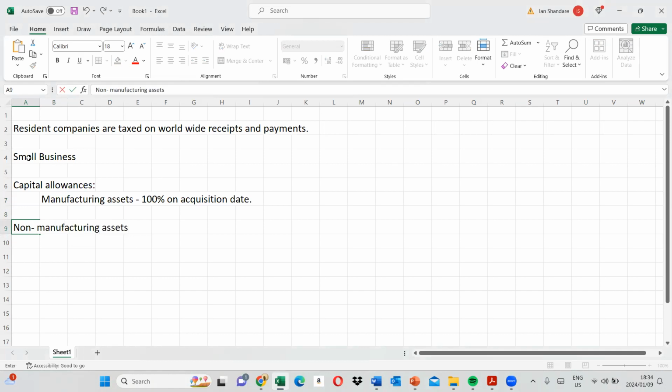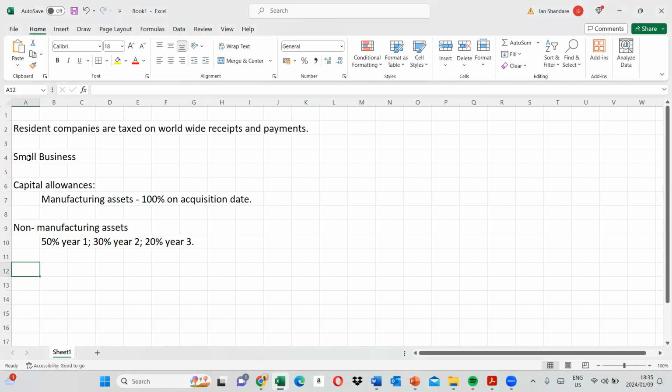All right. So in this regard, for non-manufacturing assets, your allowances now: you're going to claim 50% in year one. So that is the year of acquisition. And then you claim another 30% in year two. So if you're preparing your tax for year two, you know that your allowance is 30%. And then in year three, you claim 20%. So that is the difference between a small business and a normal company. So this is with regards to a small business.